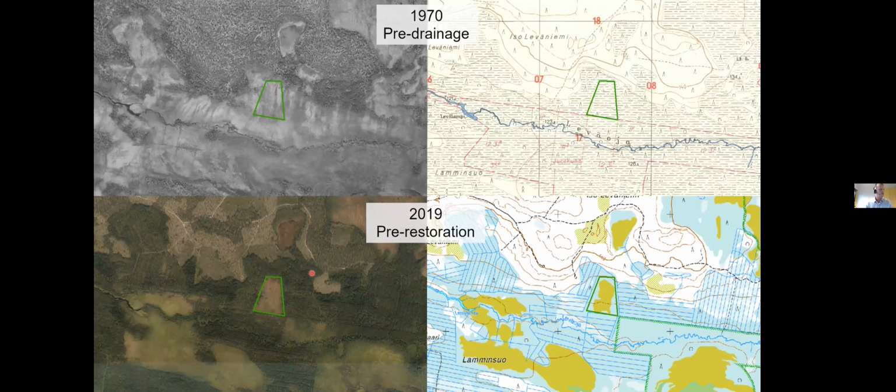Another example of how a changed peatland might look. So this is before drainage in the 70s. We have this kind of peatland margin area close to the mineral soil, and here is just before the restoration.